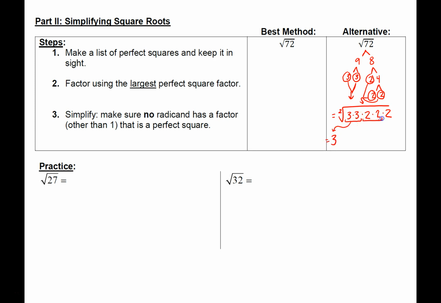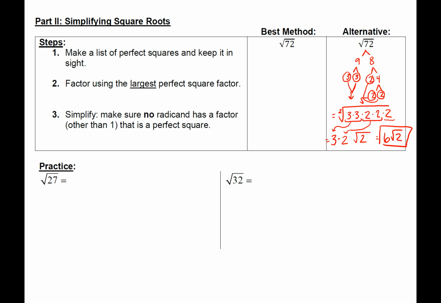We have a pair of 2's, and this is all multiplication, notice, so that comes outside of the radical. And then we have this 2 that doesn't have a pair, so it's going to stay inside of the radical. And then we just need to simplify our multiplication. 3 times 2 is 6, and we have 6 square roots of 2 as our final answer. So that's probably similar to what you've done in the past.